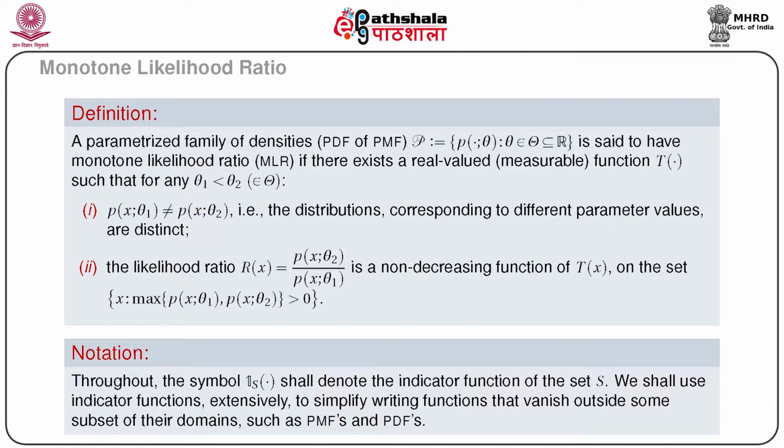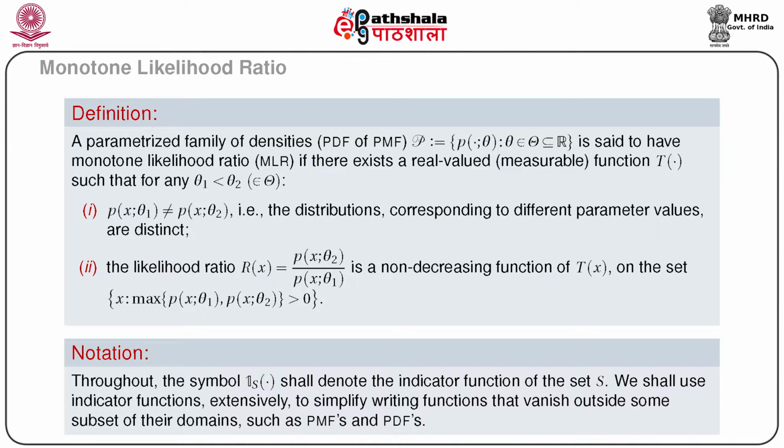In the present module, we define the monotone likelihood ratio MLR property for a family of PMF or PDF denoted by the set of all P(x, theta), theta belongs to script theta, a subset of the real line. We exploit this property to derive the UMP test of size alpha for one-sided null against one-sided alternative hypothesis in some situations. First, we shall discuss the MLR property of a family of distributions.